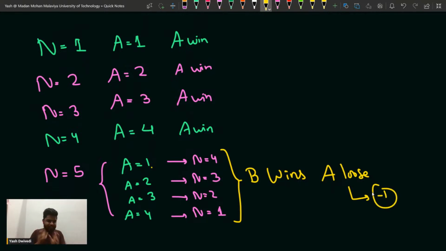Please write yes in the chat if this much part is clear. Is this much part clear to all of you? Then I will proceed further. Up till now I have only observed that at 5, this player is going to lose.